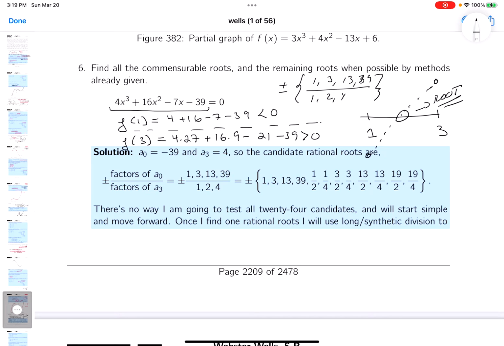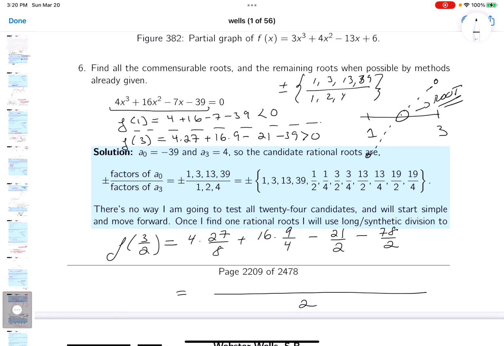Well, certainly 3 over 2. Let me try that for you. 3 over 2. And what would I get there? I would get 4 times 27 eighths plus 16 times 9 quarters minus 21 halves minus 78 halves. I'm going to give things in terms of halves, by the way. And I'm hoping that's going to be 0.